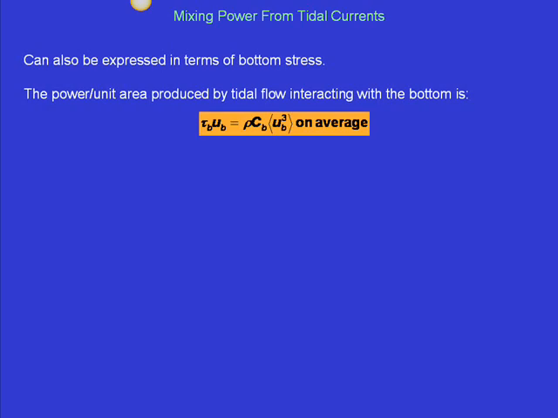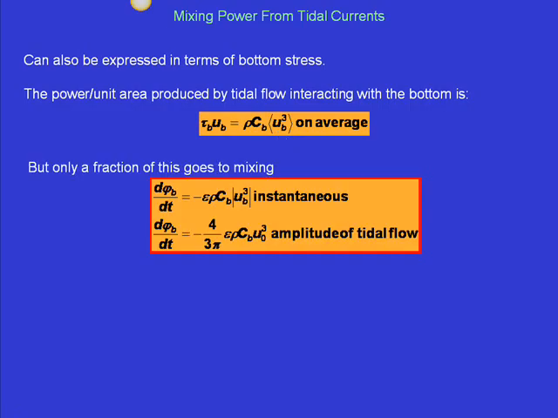So the power per unit area generated by tidal flow interacting with the bottom is density times, what's this? All right, that's the bottom drag coefficient. The canonical value is 2.5 times 10 to the minus 3. At least you've learned something. And then times the velocity at the bottom cubed, averaged over the tidal cycle. So on average, this would be the power per unit area produced by the tidal flow interacting with the bottom.